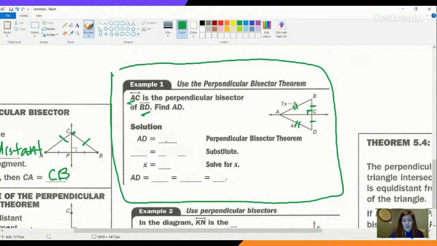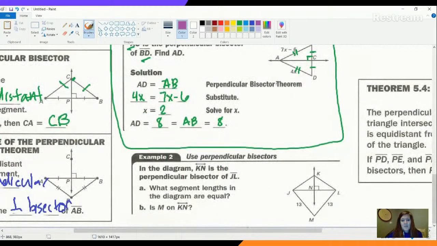The distance from A to D is equal to the distance from A to B. And the distance from A to D is 4x, and the distance from A to B is 7x minus 6. I'm not going to do the math, but if you do the math there, you'll figure out that x equals 2, which would mean that AD is equal to 4 times 2, which is 8. And that would mean that that's equal to AB, which is also equal to 8. That's how we would use the perpendicular bisector.